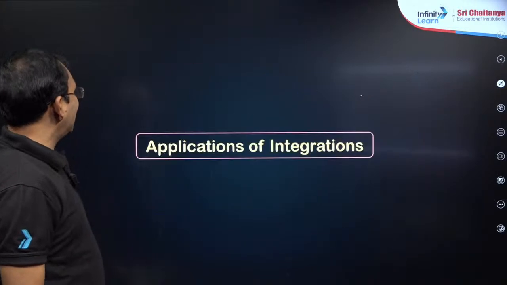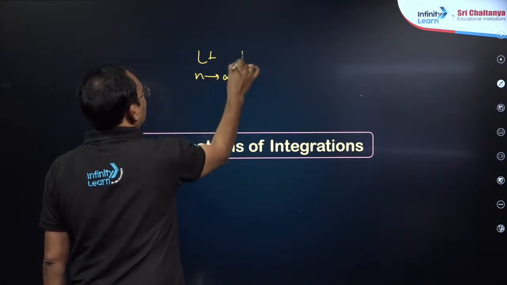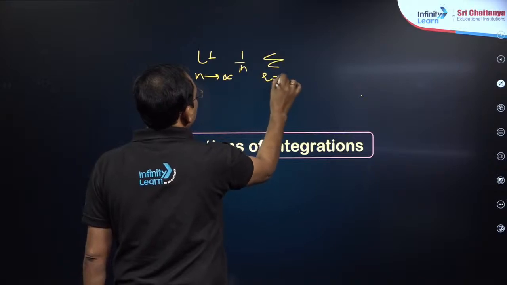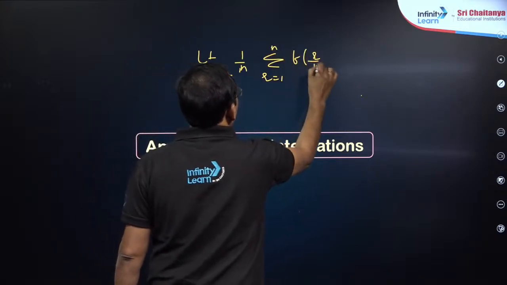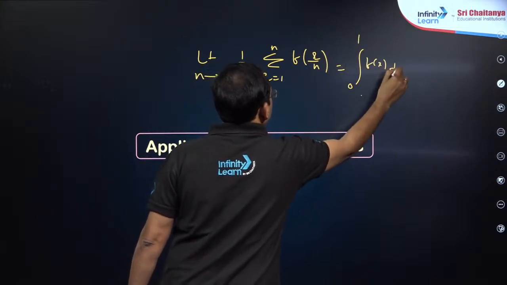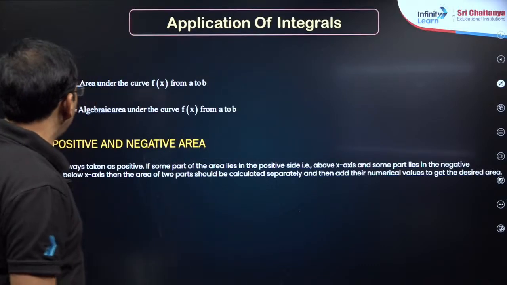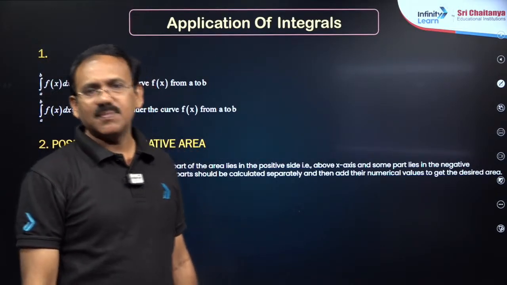Yeah, and here one more point I would like to say: limit n tends to infinity, 1 by n sigma r equals 1 to n f of r by n, my dear friends, is integral 0 to 1 f of x dx. So integral as limit of the sum, dear students, okay. Then applications of integration: draw the graph, find the area, that's it, nothing special in that.